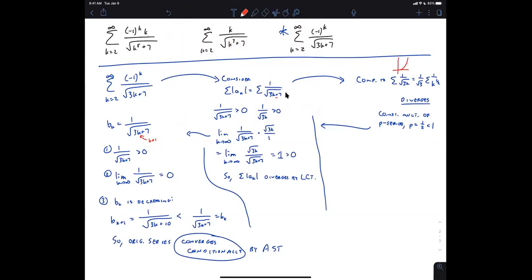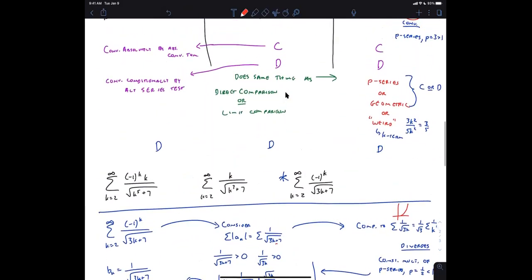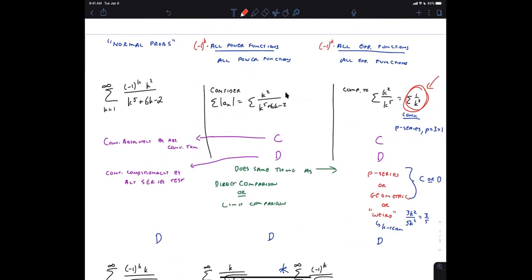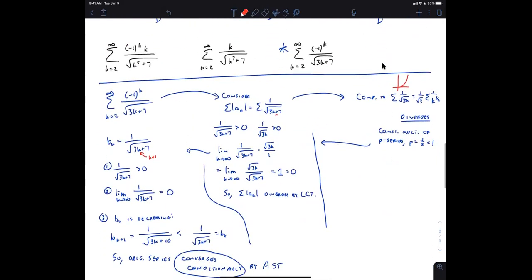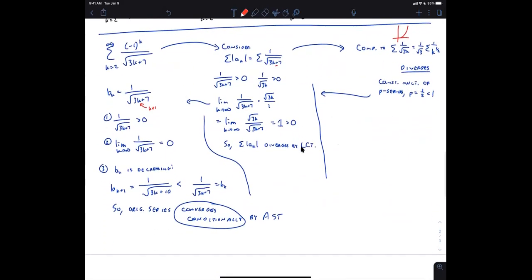On these straightforward problems, not saying they're easy, but when they're these normal problems where they're all power functions or all exponential functions, you don't have to make that determination. You could just always use the limit comparison test. There are some examples where you can't, but for most problems, you could default to the limit comparison test. Does that answer the question? Yeah, thank you. Okay, no problem.